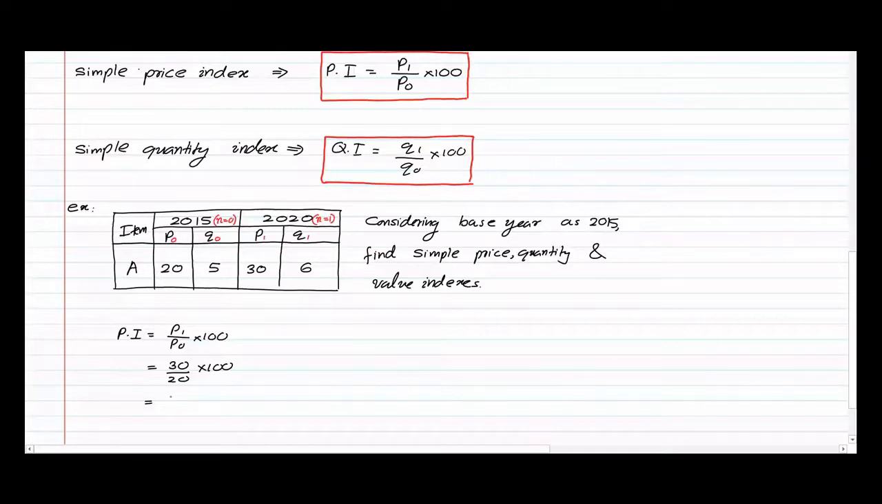Quantity index is Q1 over Q0 into 100. Q1 is 6, Q0 is 5, into 100, like 1.2, so 120, no?